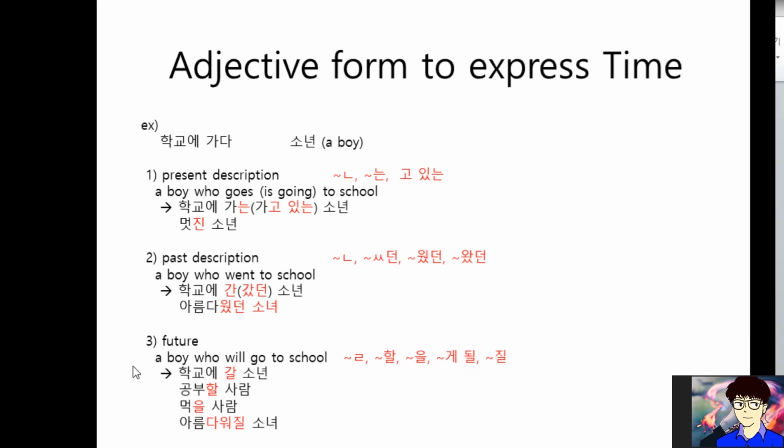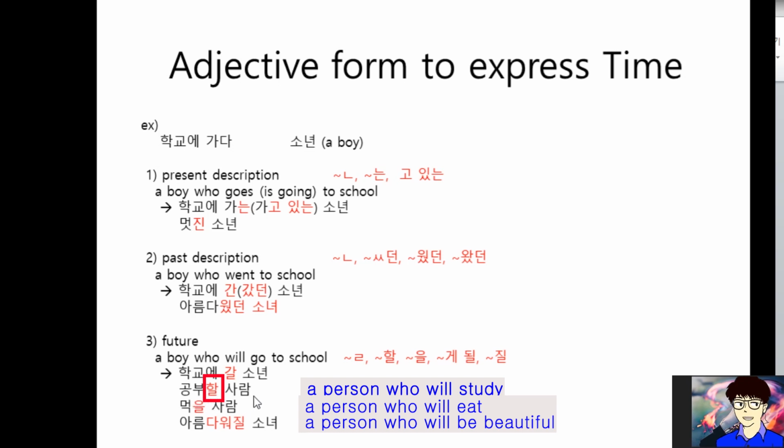Okay? For example, when you want to say a boy who will go to school, in that case, you have to say 학교에 갈. So you have to put 을, right? 학교에 갈 소년. Okay? When you want to say a person who will study, in that case, you have to say 공부할, you have to put 을, 공부할 사람. And when you want to say a person who will eat, in that case, you have to say 먹을. So 먹을 사람.